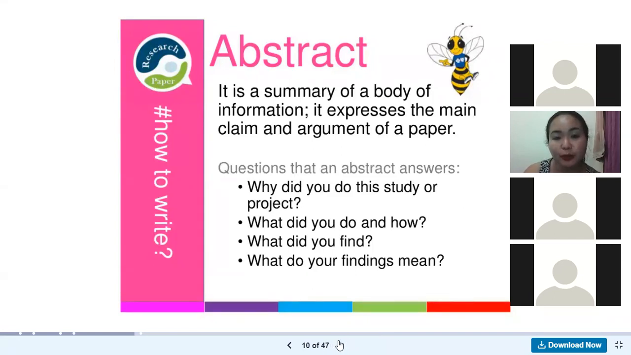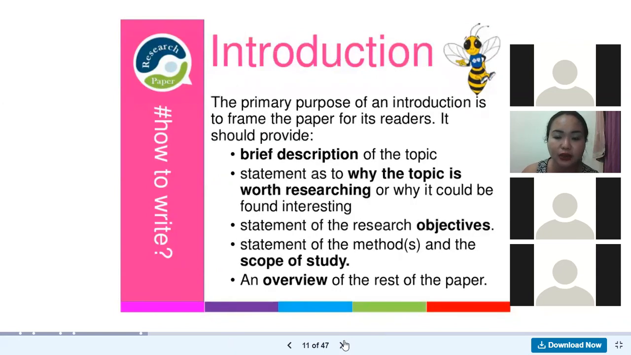And also for your reportings naman, you are going to report a sample abstract, no? So how are you going to write your introduction? The primary purpose of an introduction is to frame the paper for its readers para maintindihan ng readers kung gaano ka-importante at anong gagawin. So, you should provide the brief description of the topic.